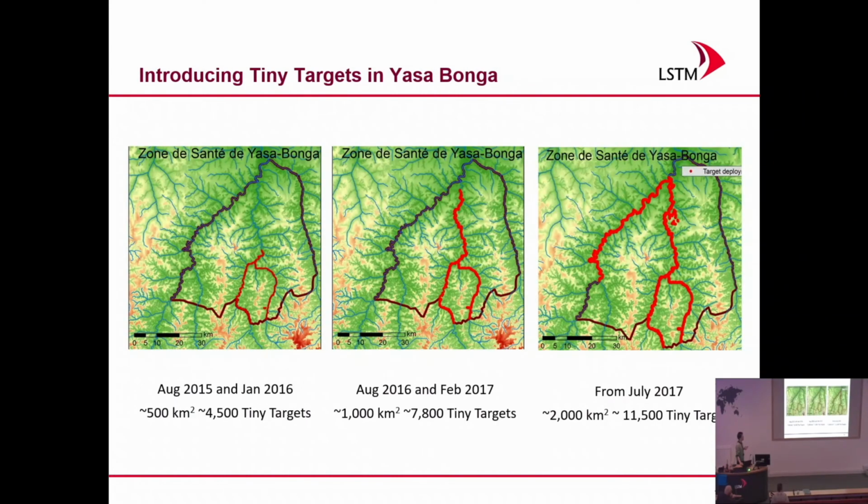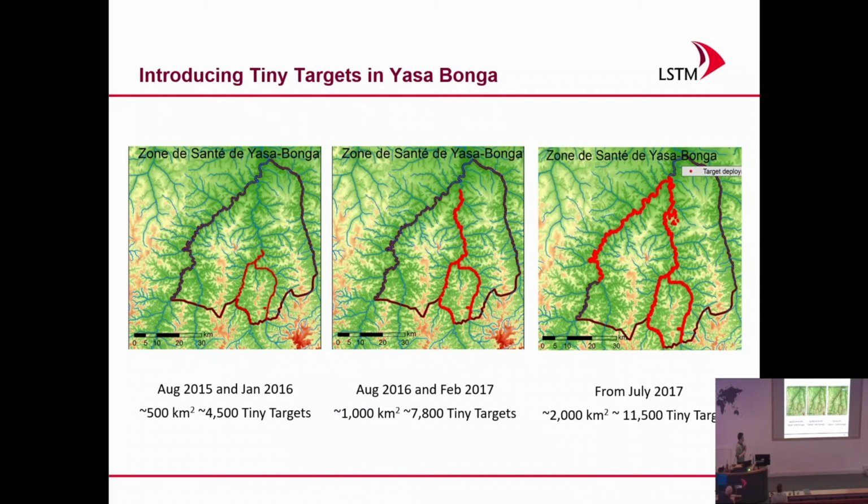So we started working in DRC back in 2015 in Yasabonga Health Zone. This is one of the health zones in Bandundu. It's one of the health zones that produces the highest number of cases, so of course it's a priority for us. And this is a project that we started to really see whether or not we could put a system in place in DRC for doing vector control.